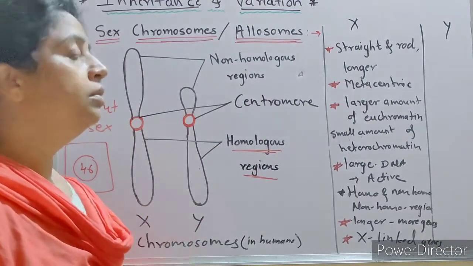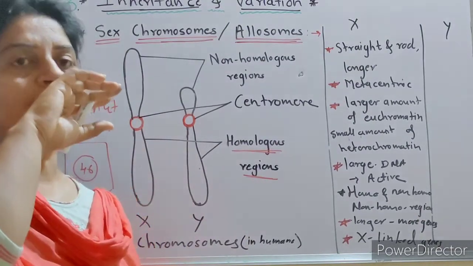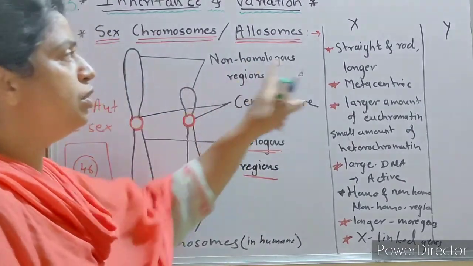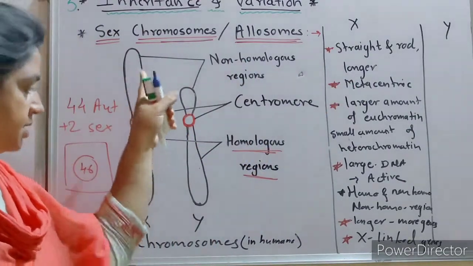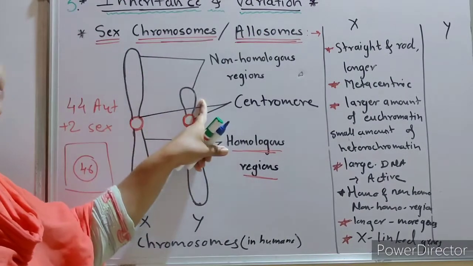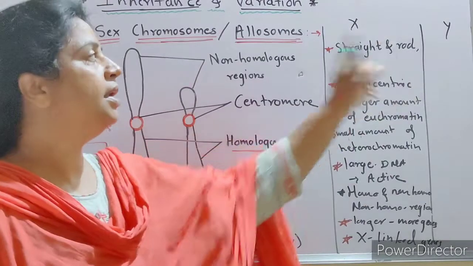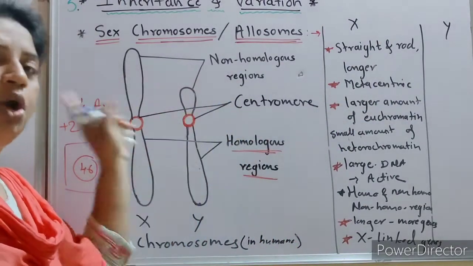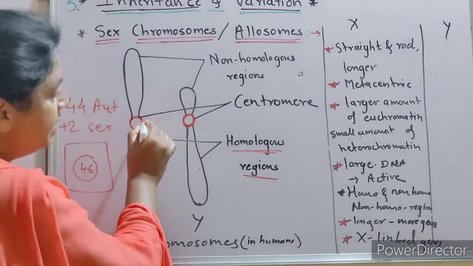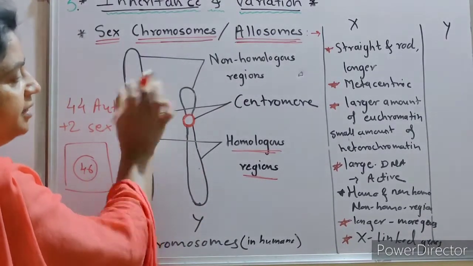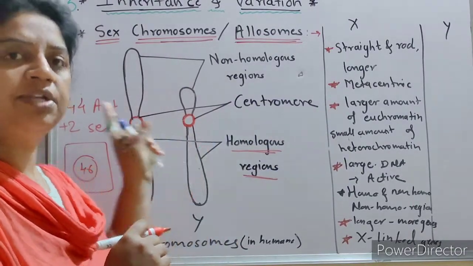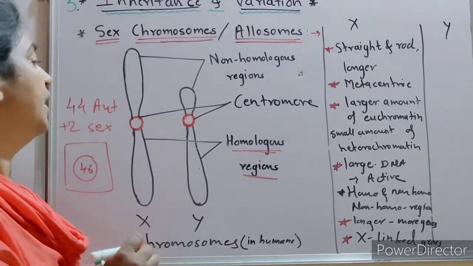Here, what is the difference between these two chromosomes? The first difference: the X chromosome is straight, rod-like and longer. What will you write for Y? It is straight, rod-like but shorter than the X chromosome. Another difference: X is metacentric because the centromere is present at the center, and the Y chromosome is acrocentric.